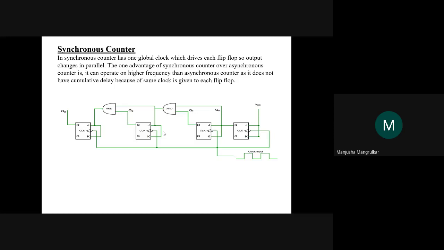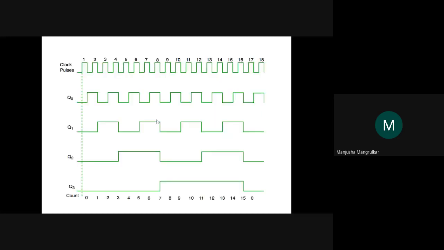So we'll get this equation, and that is, Q3 will depend upon your Q2 output, and Q2 depends upon your Q1 output and Q0 output, right? So it is calculated. So now these are the waveforms. It is the same as in asynchronous mode. When it is a negative edge, you get the output of Q1, Q2 and Q3.